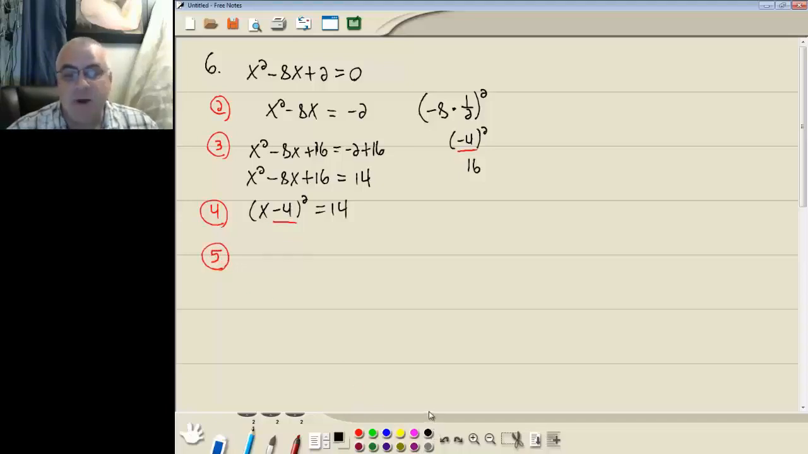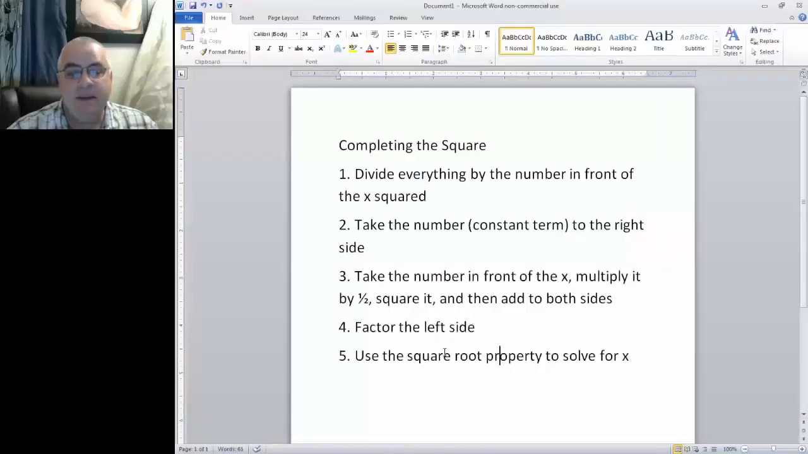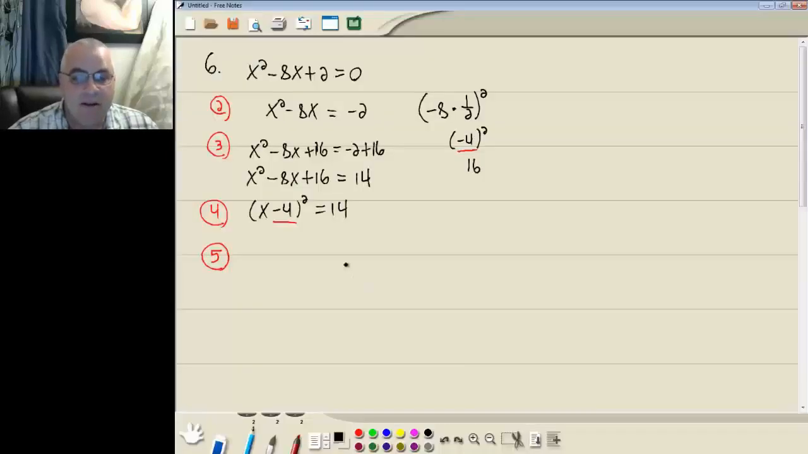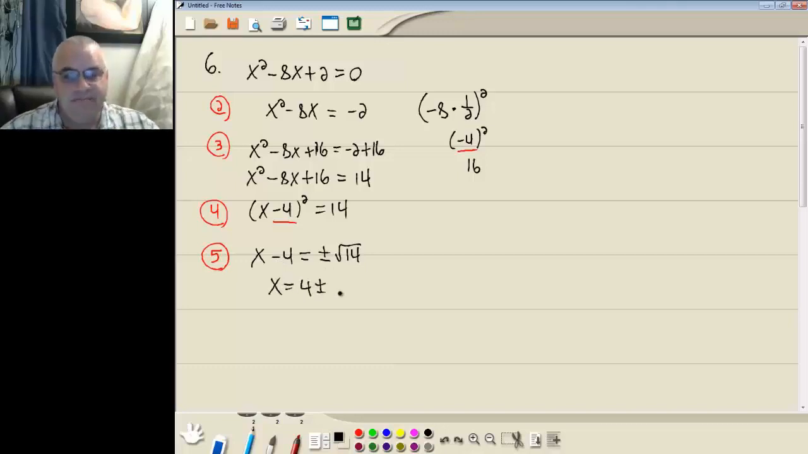Step 5. Use the square root property to solve for x. Again, the square root property says if you got something squared equal to something else, you drop your squared, and you put a plus or minus square root around the other side. Now 14 doesn't simplify, it's 2 times 7. So last thing we want to do to get the x by itself is take the negative 4 over, and we get x is equal to 4 plus or minus square root of 14. And that's our answer.